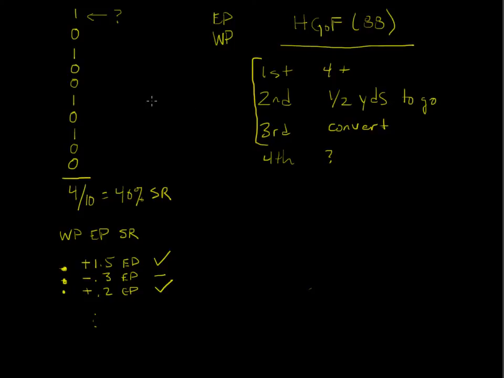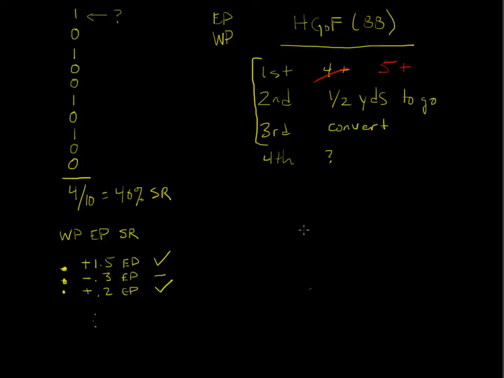Additionally, it turns out that it's really not 4 yards on first down. It should be 5 or more yards. That would be far more accurate, especially for today's game of football. So that is success rate.